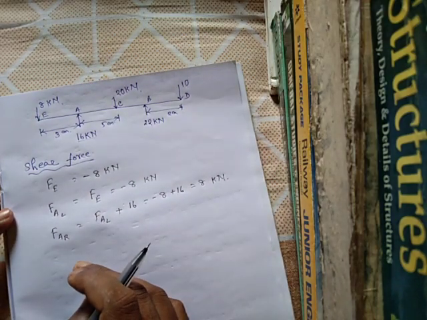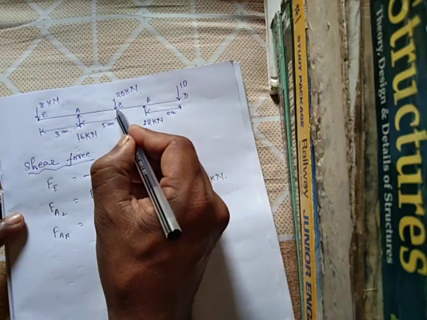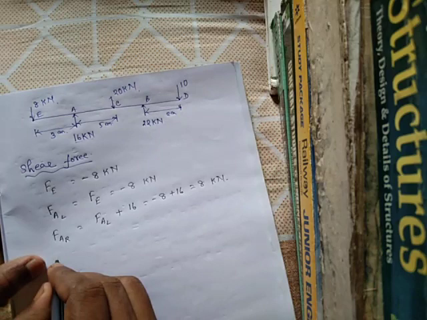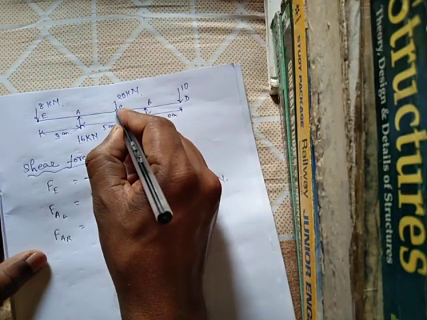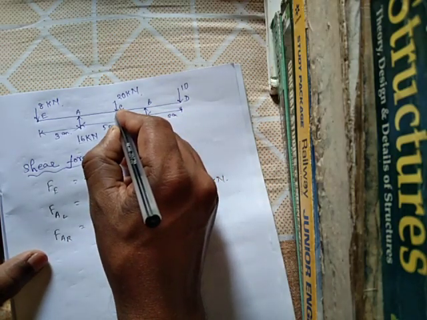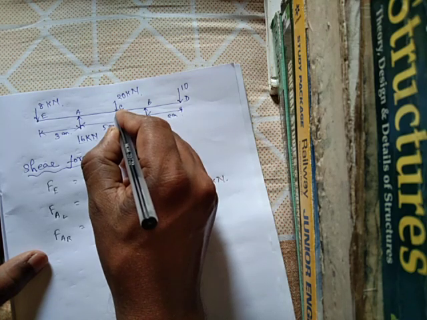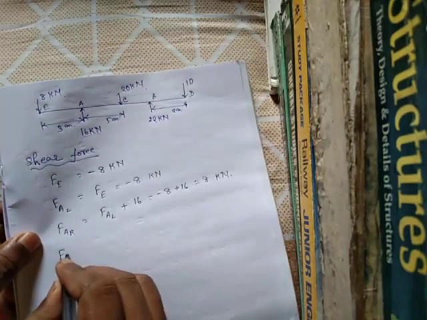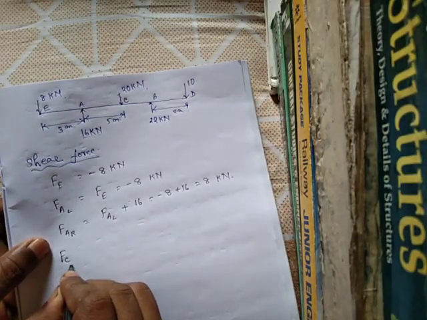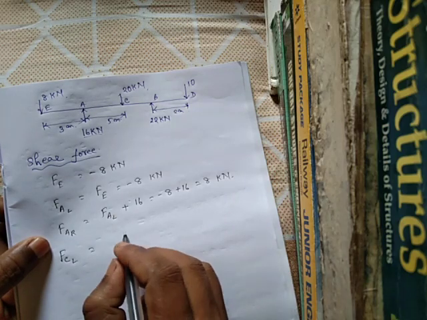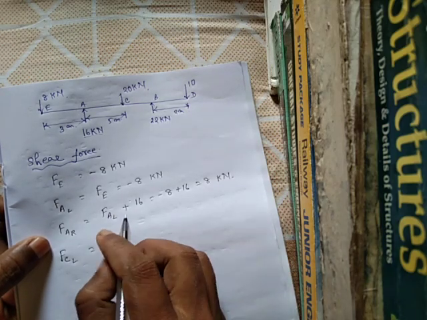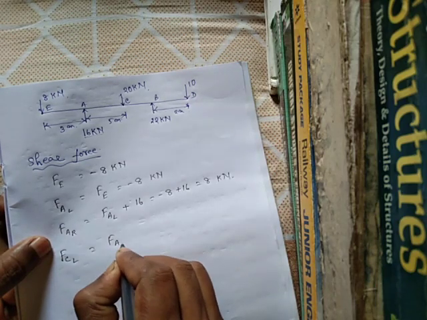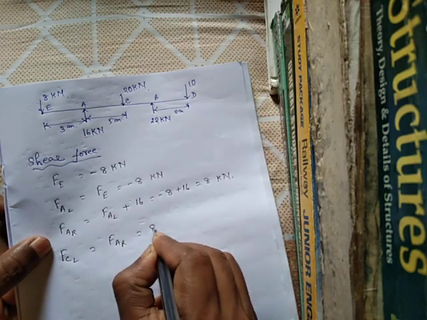Now find out the shear force at point C. Shear force at point C will have two values, one just to the left and the other just to the right of C. The shear force just to the left of C is equal to the shear force just to the right of A, which is equal to 8 kilonewton.